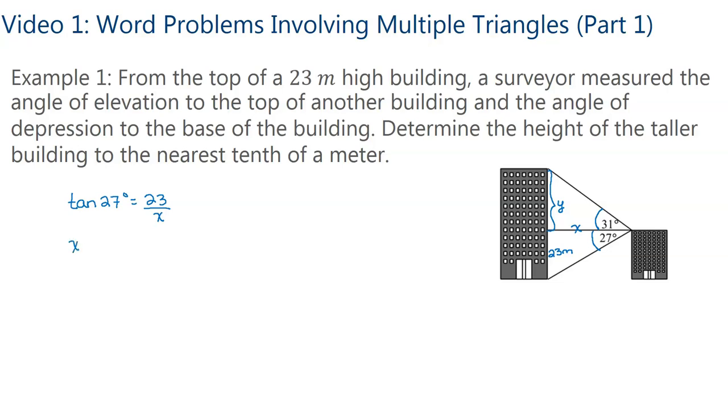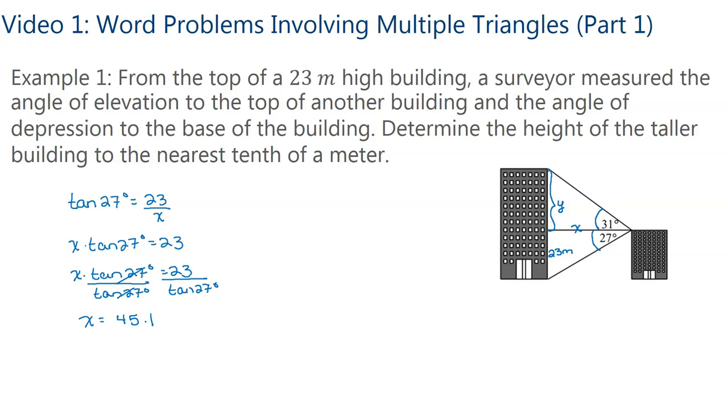Now we need to cross multiply. And then we need to divide both sides by tan 27. And dividing 23 by tan 27 on the calculator gives me an answer of 45.1.